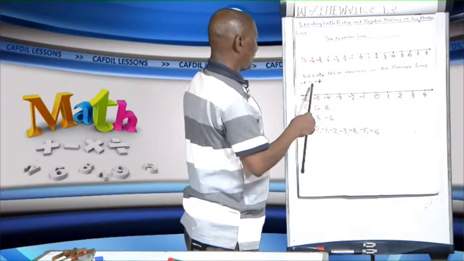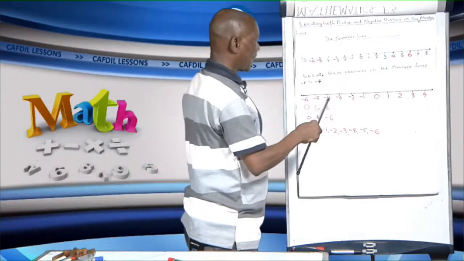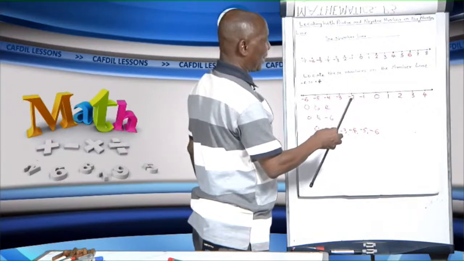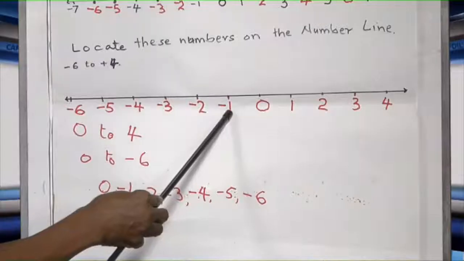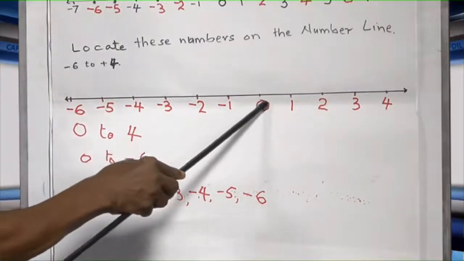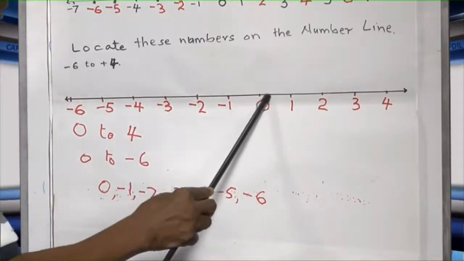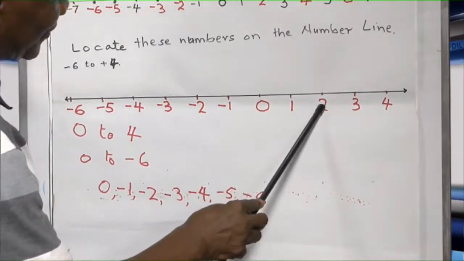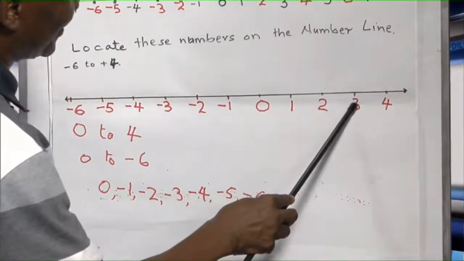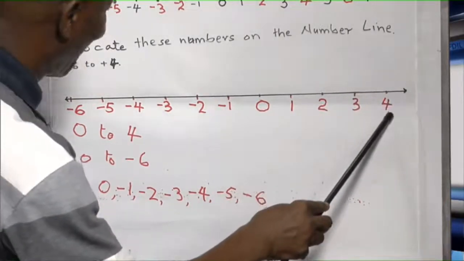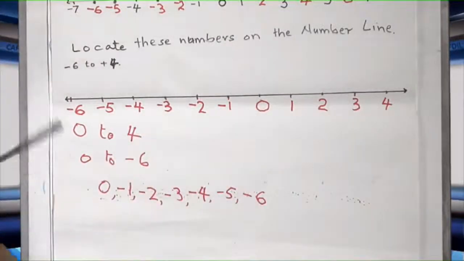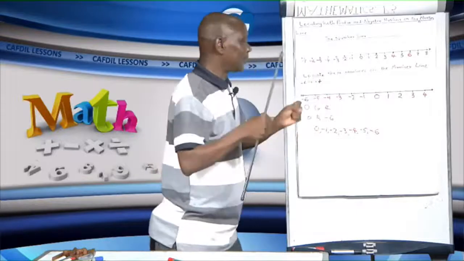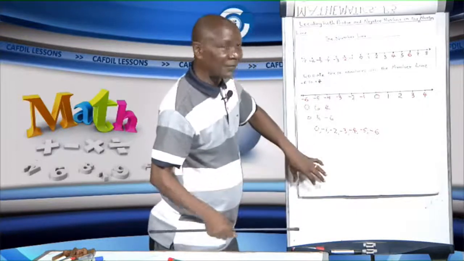-6, -5, -4, -3, -2, and -1. Then you go to the starting point. 0, 1, positive. 2, positive. 3, positive. And 4, positive. So this is the number line which contains both positive and negative values.